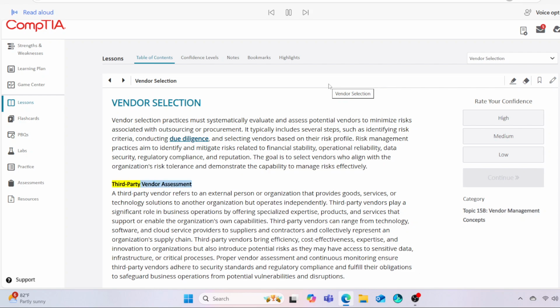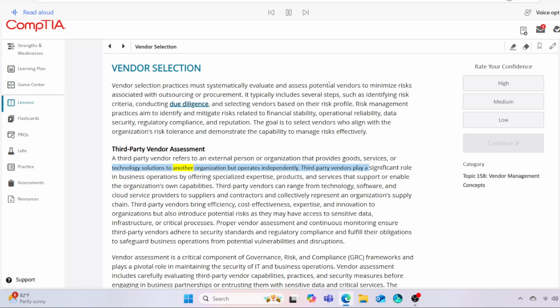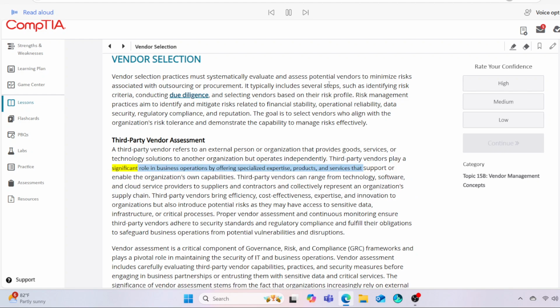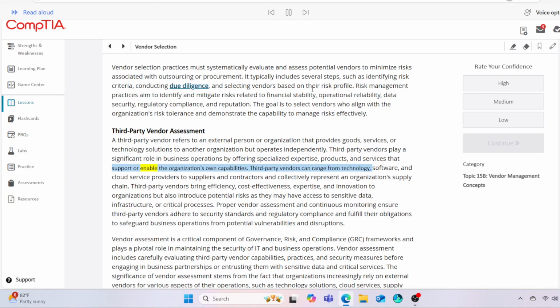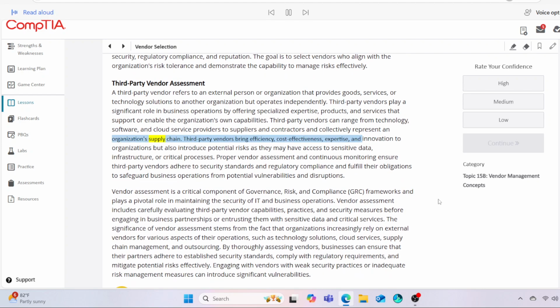The goal is to select vendors who align with the organization's risk tolerance and demonstrate the capability to manage risks effectively. Third-party vendor assessment. A third-party vendor refers to an external person or organization that provides goods, services, or technology solutions to another organization but operates independently. Third-party vendors play a significant role in business operations by offering specialized expertise, products, and services that support or enable the organization's own capabilities. Third-party vendors can range from technology, software, and cloud service providers to suppliers and contractors and collectively represent an organization's supply chain.